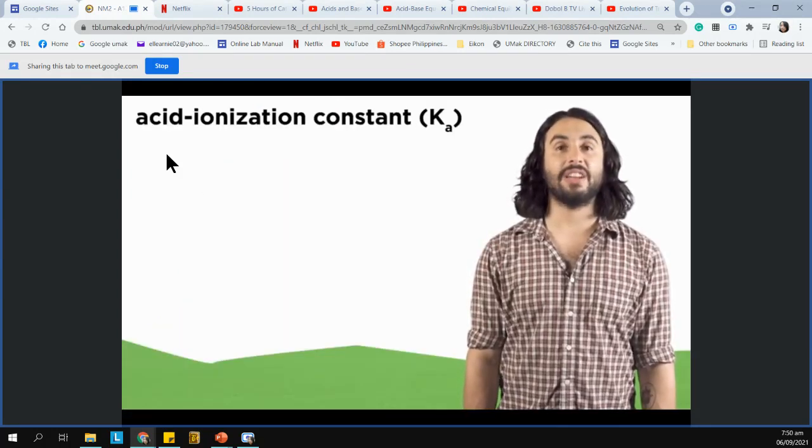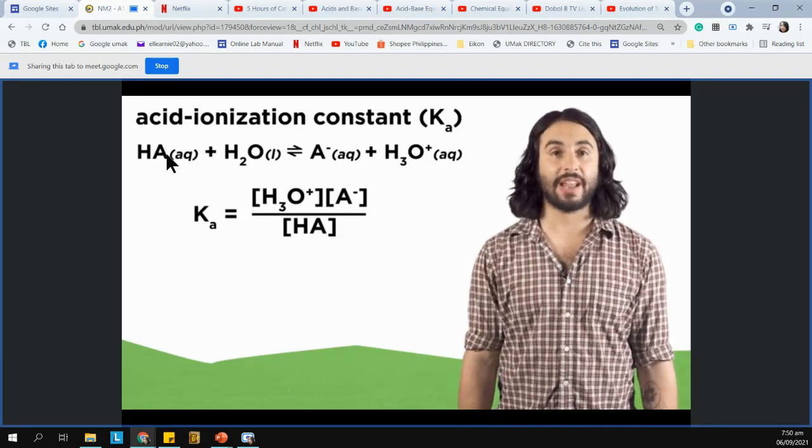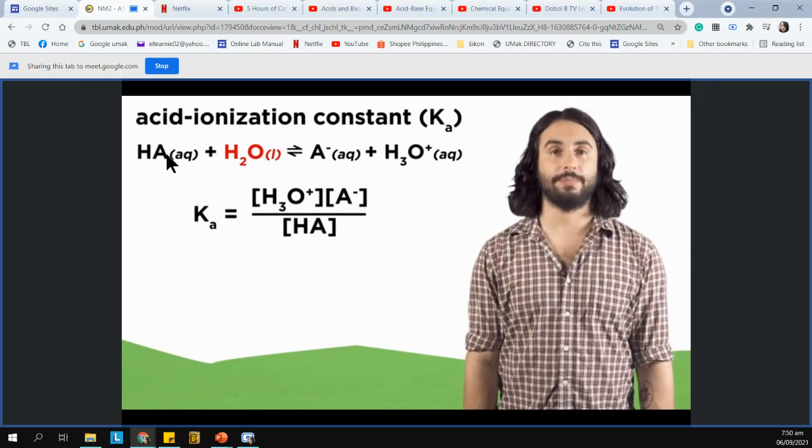Ka is the acid ionization constant. This is derived just like we got Kc for generic chemical equilibria. Note that we don't include water as it's a pure liquid.